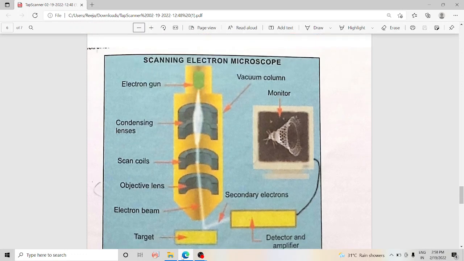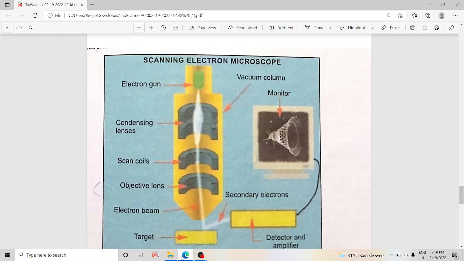Hi students, in today's session we are going to discuss the electron microscope, in particular the scanning electron microscope. An electron microscope is a device that uses an electron beam to illuminate and create the image of a specimen. It functions exactly like the optical microscope.